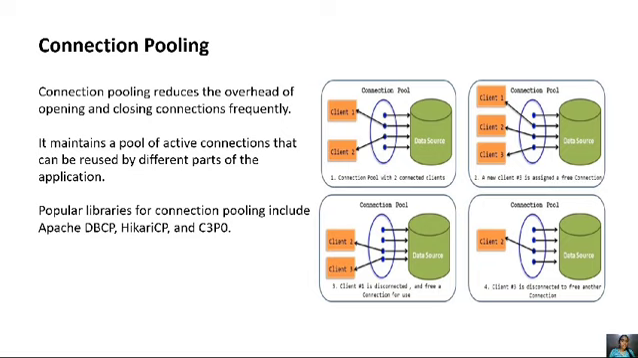Connection pooling. Connection pooling reduces the overhead of opening and closing connections frequently. It maintains a pool of active connections that can be reused by different parts of the application. Popular libraries for connection pooling include Apache DBCP, HikariCP, and C3P0.